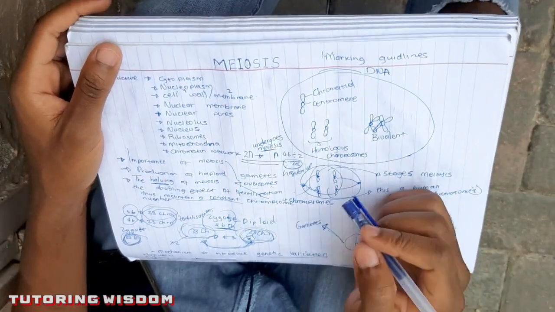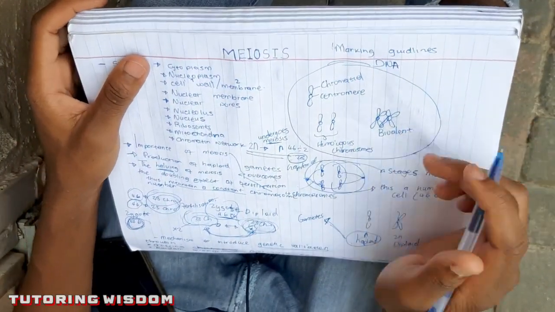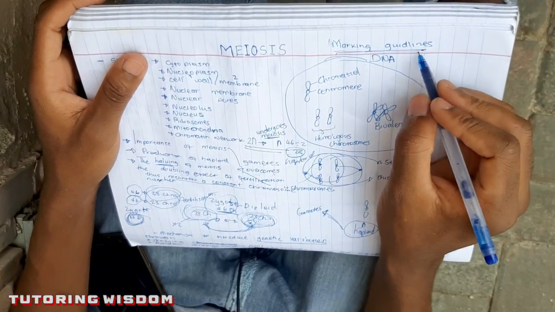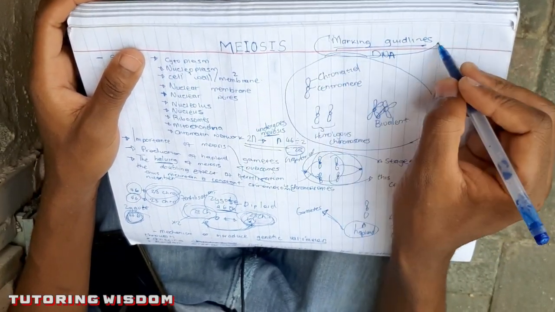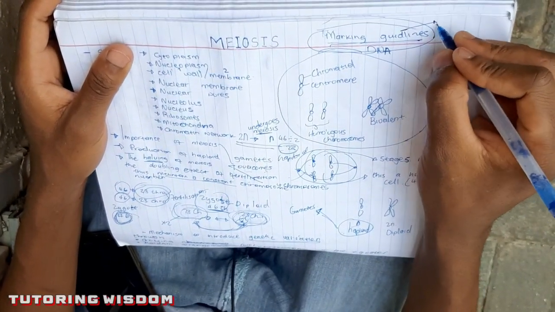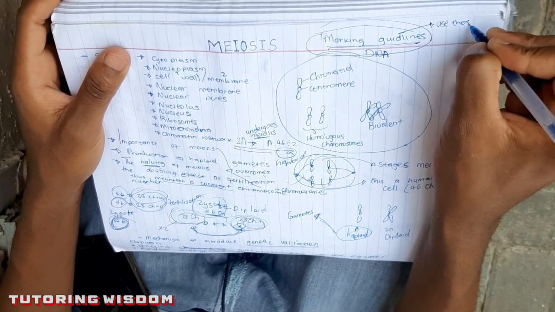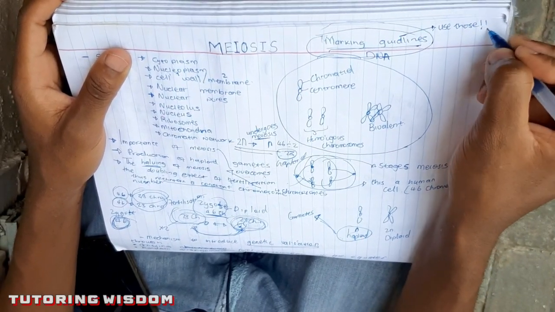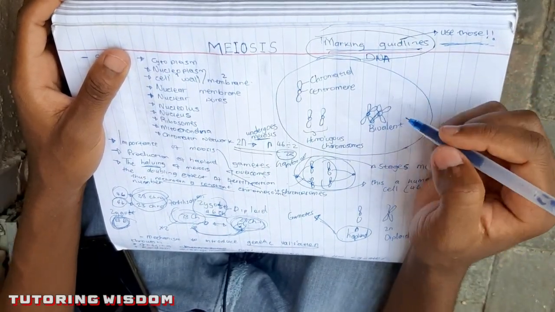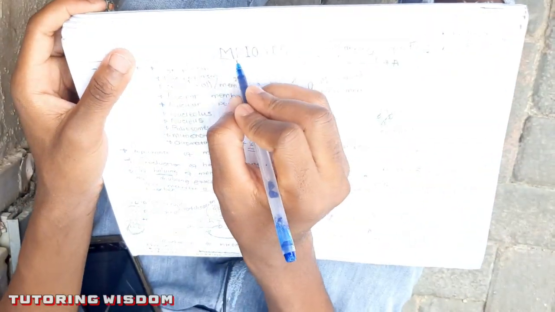Now, the first thing with every topic you do, just refer to your marking guideline. Please guys, when you are dealing with life sciences, refer to your marking guideline. If there are answers in the marking guideline, use those. Don't use anything else, because those are the answers that are going to be used to mark your sheet.